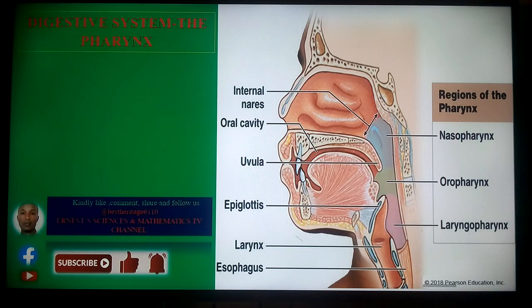Today we are going to look at the concept of the stomach and some of the physiological processes which are going to take place inside the stomach during the concept of digestion.